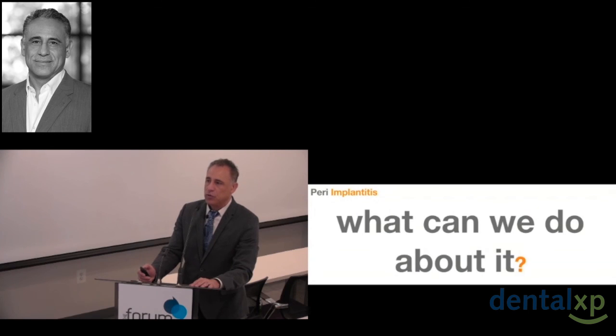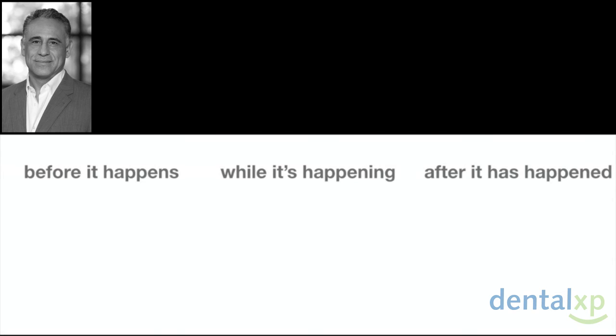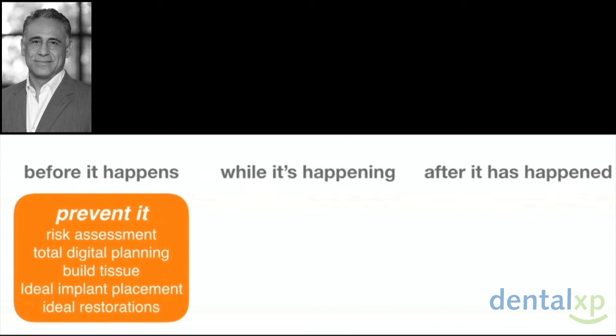Of course, we talked about the various types of peri-implantitis and various treatment modalities. And I think that we can break this up into 3 different stages. First, we can look at, before peri-implantitis happens, what can we do about it? And then we can look at some strategies of while it's happening, and of course, once it's happened. So before it happens, I think the most important thing is to prevent it. It's important that we have a very accurate risk management process to be able to know which patients may potentially be red flags.